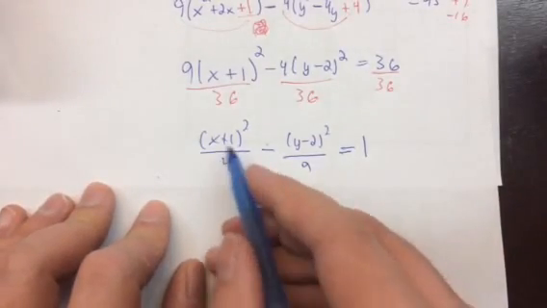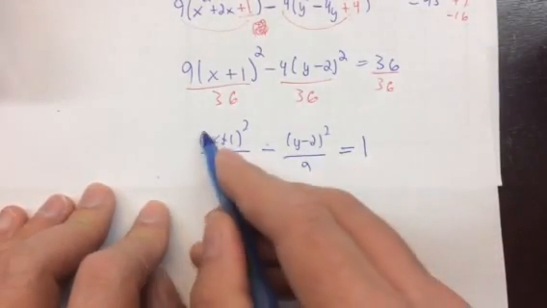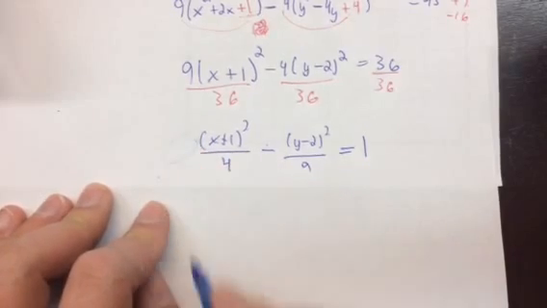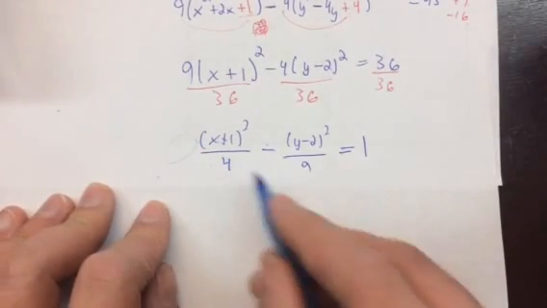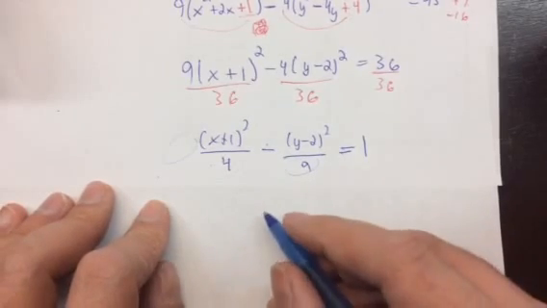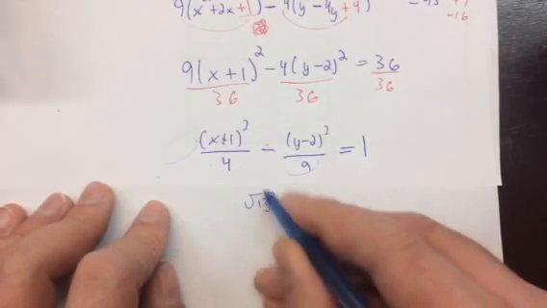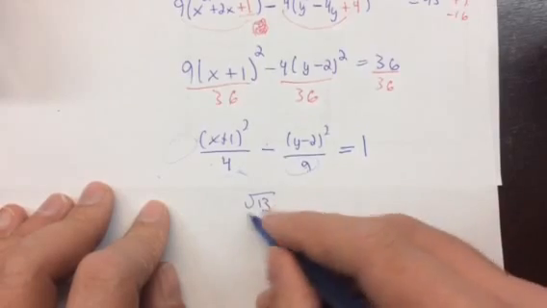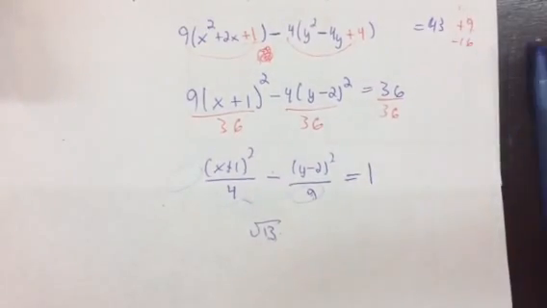We can see the center is at -1, 2. It's a horizontal hyperbola because the x is positive. The x radius is going to be 2 and the y radius is going to be 3. And we can even already see that the focus length is going to be the square root of 13 by adding these two together and taking the square root. And we're ready to graph it at this point.